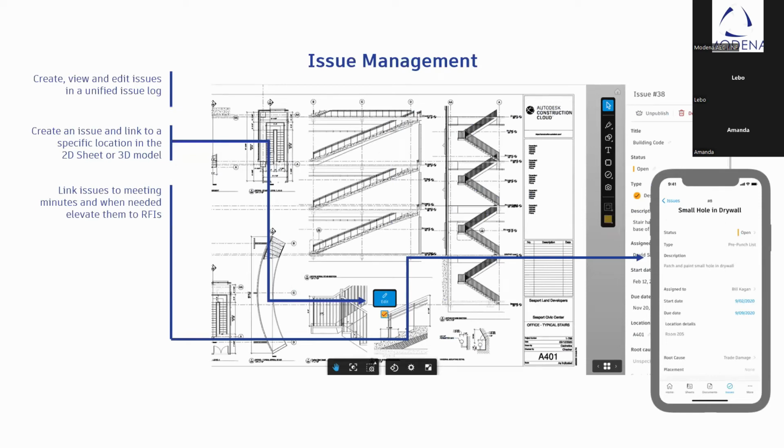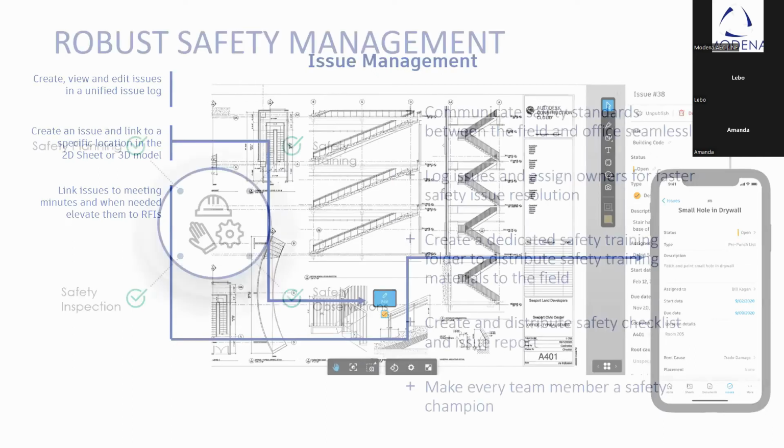You can create, view, edit issues in a unified issue log. You'll see that in the smaller screen there, which is on your phone, that would be when you access your project via PlanGrid Build as well. And you can create issues and link it to a specific location in the 2D sheet or 3D model, link issues to meeting minutes, and when needed, elevate them to requests for information.